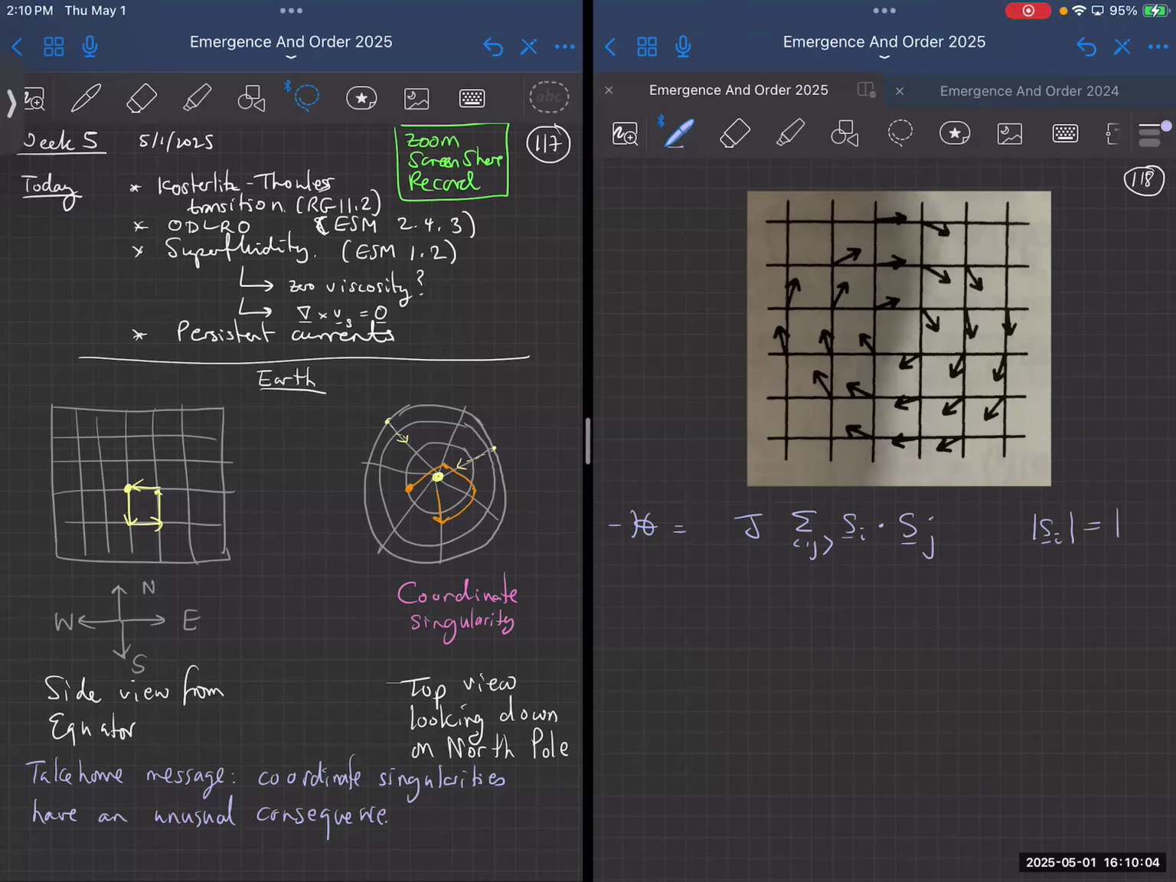So if you think about a spin as if this is, say, the x-axis, here is the spin at site i, pointing with some angle theta, then this Hamiltonian I can write as J sum over ij cosine of theta_i minus theta_j. So that's the difference between the angles.